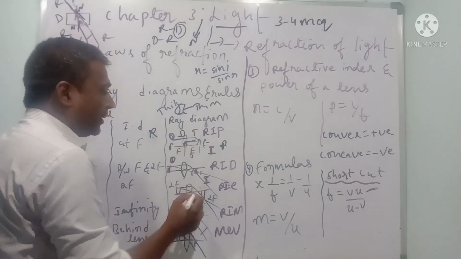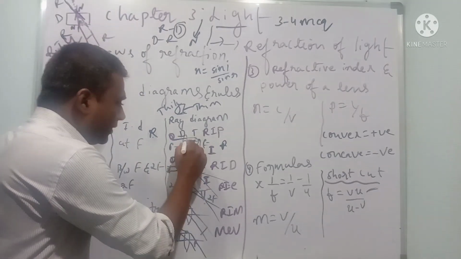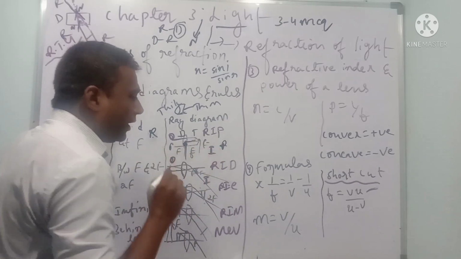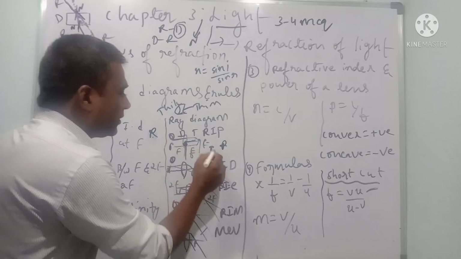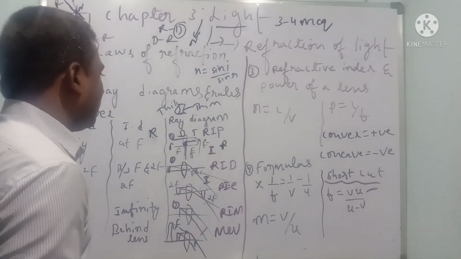And this is called the optical center, the center of the lens. The distance between O and F is called small f, the focal length. Now this is the object, this is the image. So what is my point here?